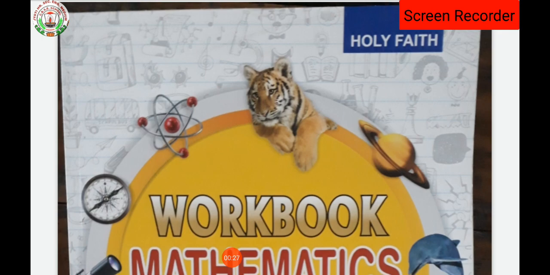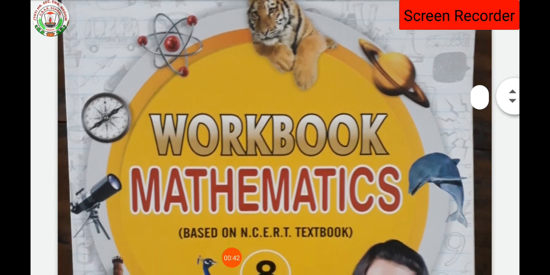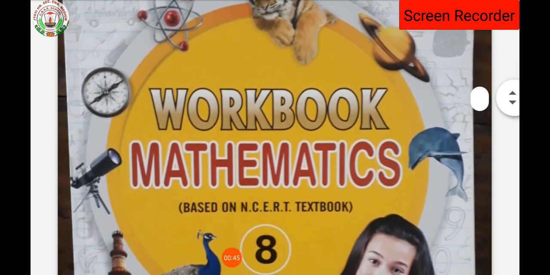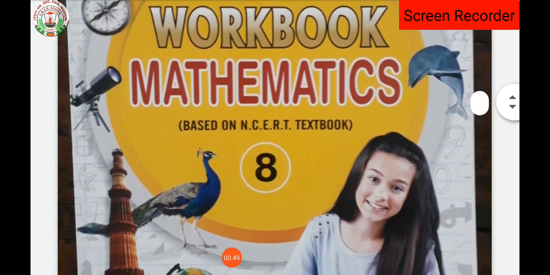So whichever lab manual is going to be continued this year, the first page of that book is here on the screen. It is a workbook lab manual from Holy Faith. Okay, this is the front page of your lab manual. Clear? Workbook mathematics based on NCERT textbook of class 8. So this kind of workbook you have to purchase from the market. In the month of July we are going to have this book.